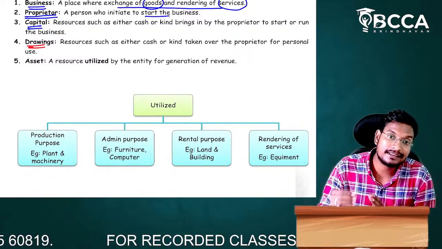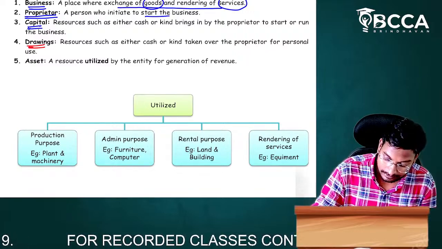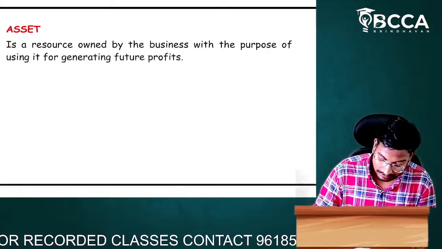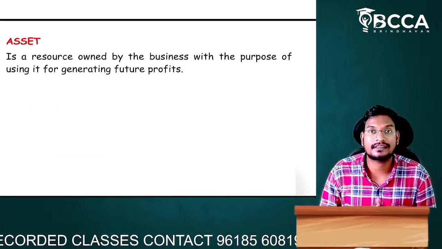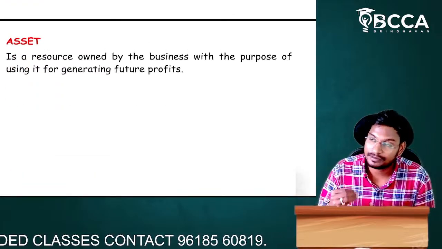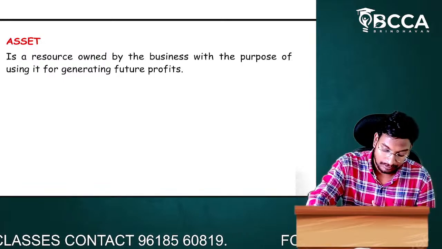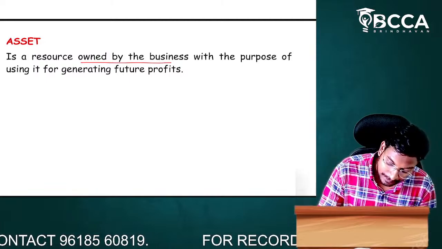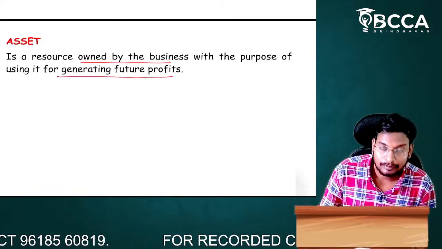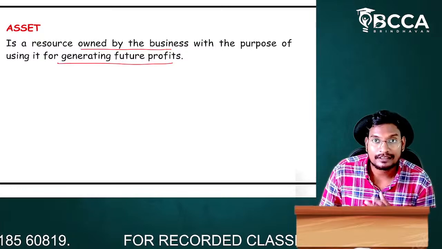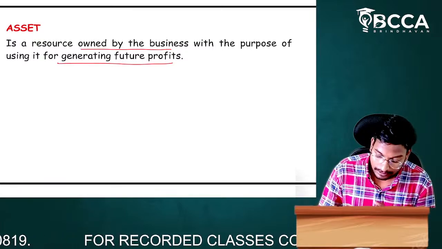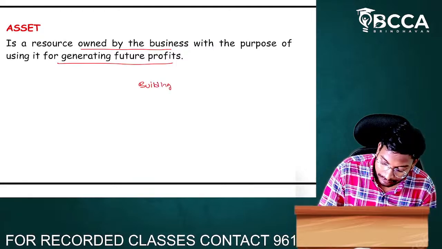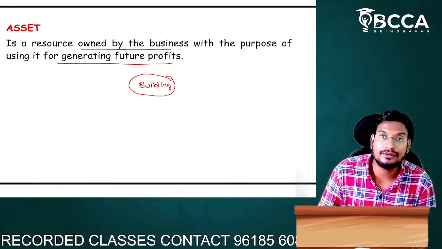There is another definition for asset, sir. We will see here. Capital is discussed, and now we are going to discuss assets and the types of assets. An asset means a resource owned by the business with the purpose of using it and generating future profits. For example, a building. If you purchase a building, we use it for the business.